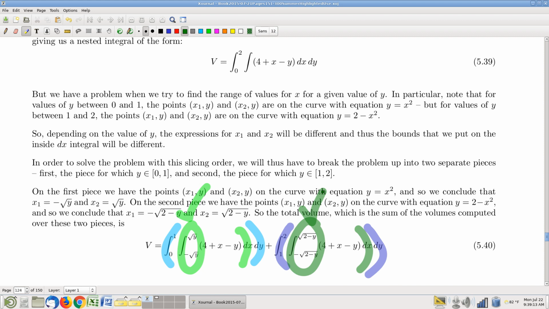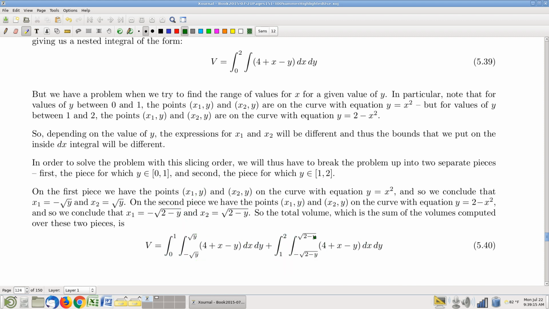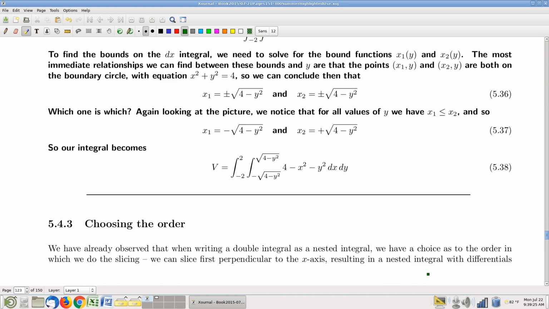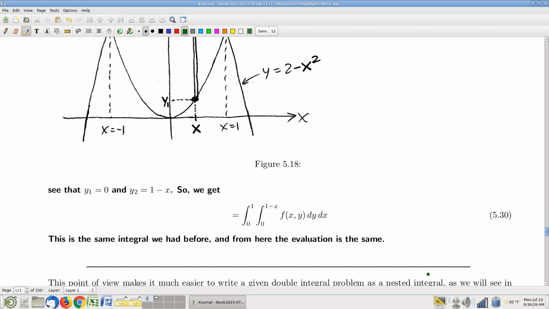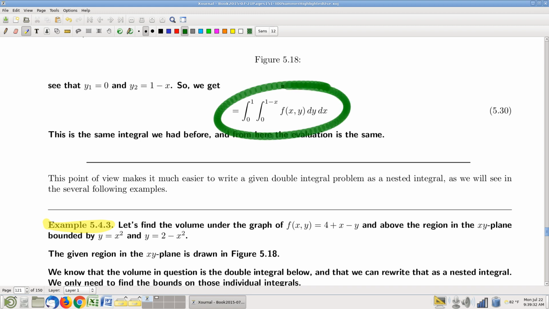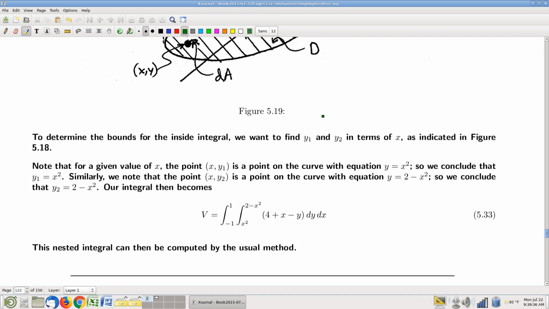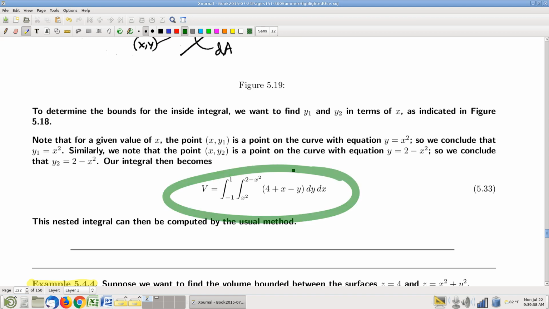So, to my original question, how come we slice the other way? Well, because this is highly undesirable. Given my choice, would I rather work out these two separate integrals, or would I rather work out, sorry, wrong one, I pointed the wrong one, would I rather work out this one integral? Well, that one's clearly nicer.